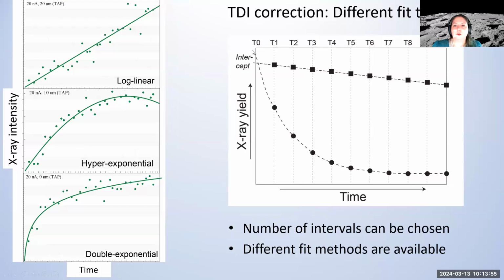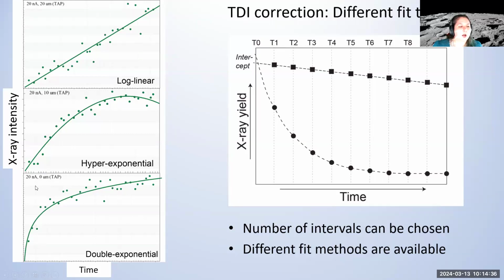In the software, we can define the number of intervals, and it then records all the data. The software has 3 different fit methods that we can apply: log linear change, hyper exponential change, and a double exponential function. Again, we have time versus intensity. I don't know how easy it is to read, but essentially this is all the same material where I just changed the beam diameter during the acquisition.